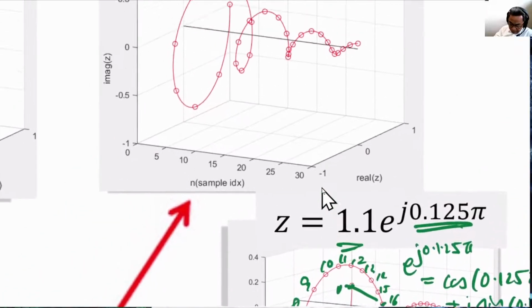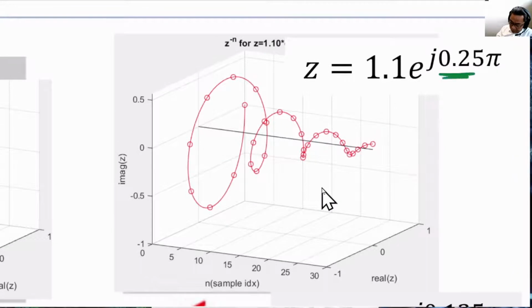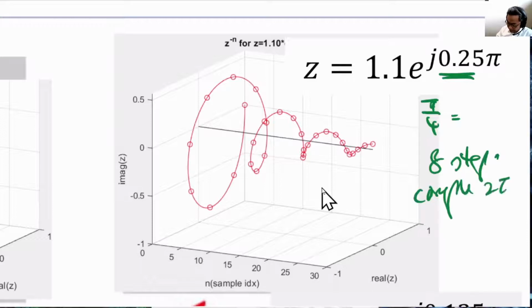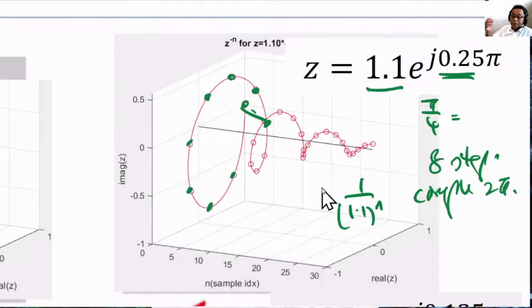What about here? This is π over 4. It will take 8 steps to complete 2π. So let's count 0, 1, 2, 3, 4, 5, 6, 7. And at the 8th step, it is aligned again and it repeats. Of course, because of 1 over 1.1 to the power of n, it becomes smaller and smaller.